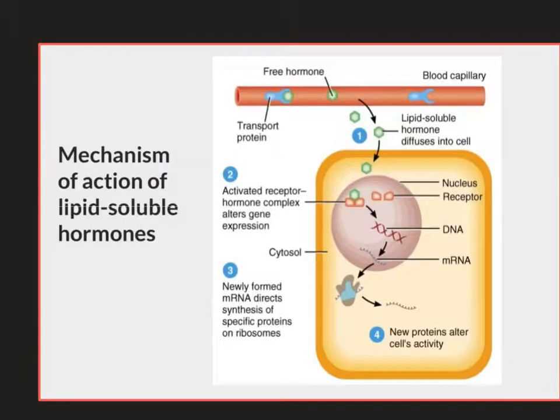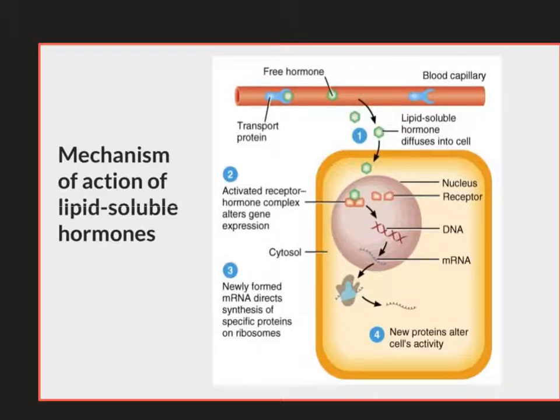Let's take a look at the mechanism of action of lipid-soluble hormones. First, remember again that the receptor for lipid-soluble hormones is located within the target cell. So the first thing that needs to happen with these lipid-soluble hormones is that it's going to have to detach from its transport protein and become part of the free fraction we just spoke about. Once the hormone is part of the free fraction, it can freely diffuse out of the blood capillary.